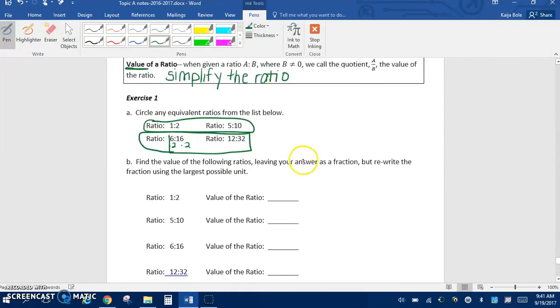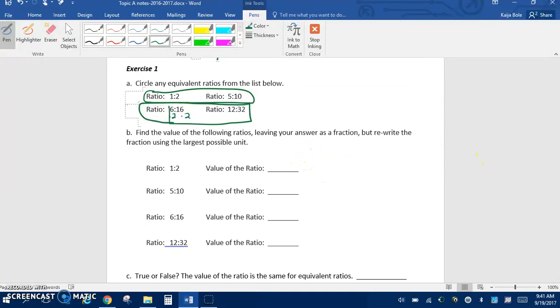Alright, part B says to find the value of the following ratios, leaving your answer as a fraction, but rewrite the fraction using the largest possible unit. Alright, so again, to find the value just means to simplify. Alright, so here we have the ratio 1 to 2, so we need to write it as a fraction, which would be 1 over 2. And we can't simplify this anymore, so this is our final answer.